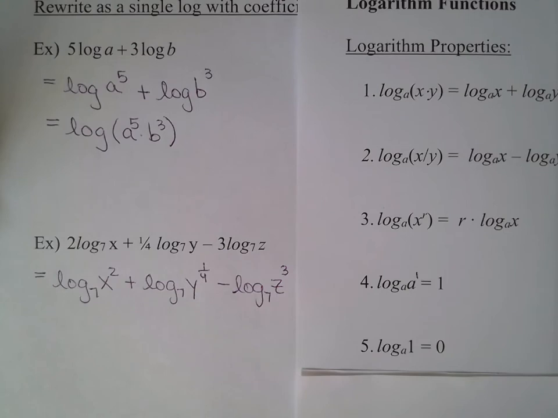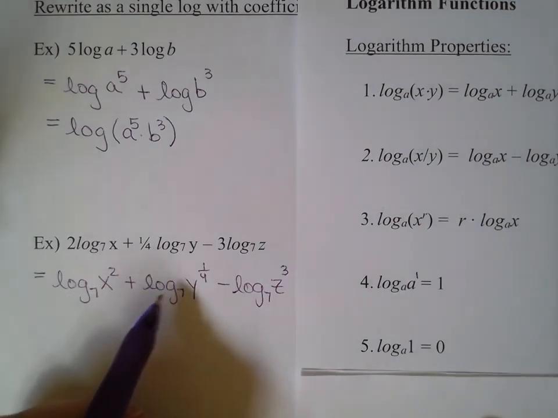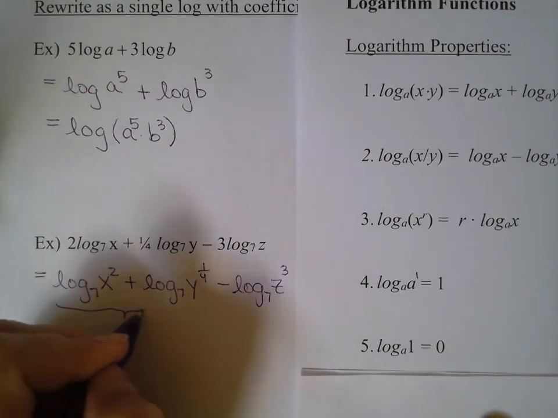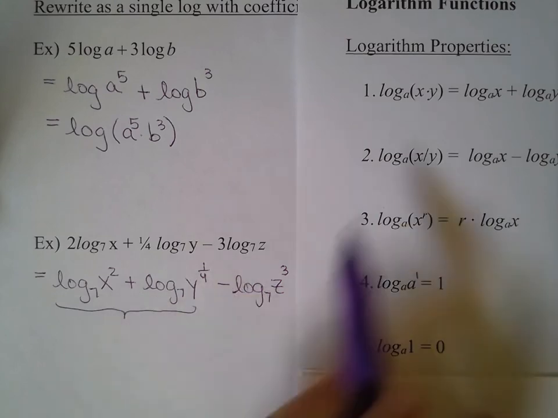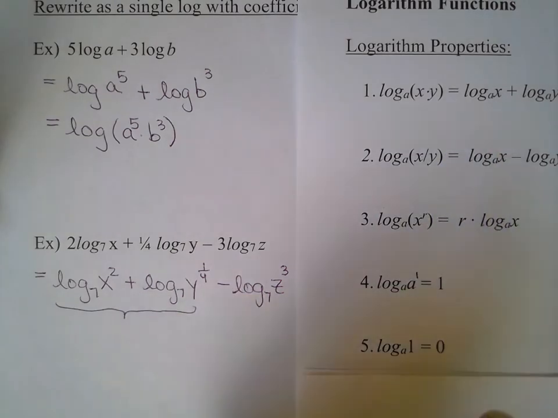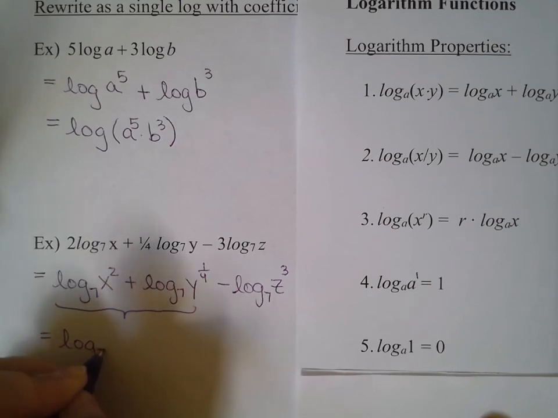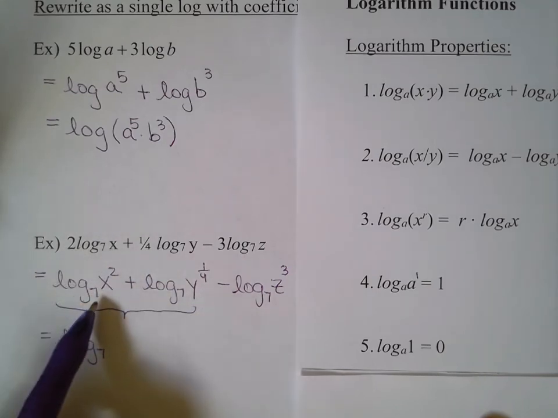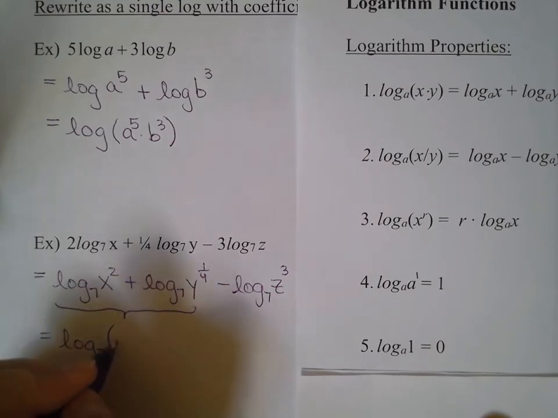Okay, and then I want to combine them together. I usually do this from left to right. So if I want to combine these two together, which property should I use? Notice they're added, so I'm going to use property number 1, and I'm going to multiply the two things inside. It is good to notice that these are both log base 7, so I'm okay to do this.